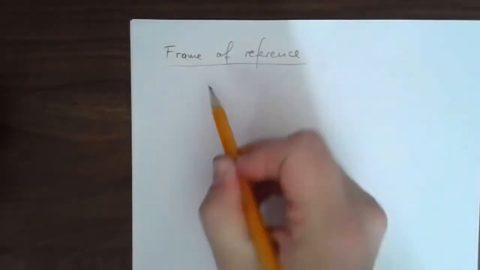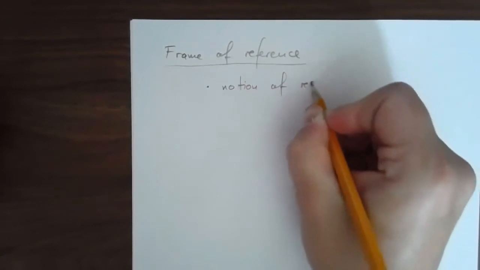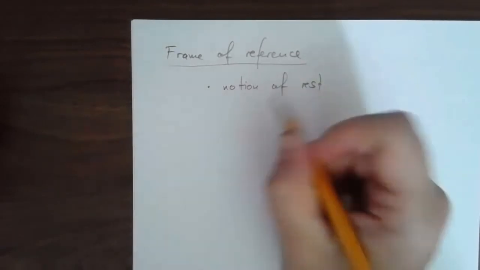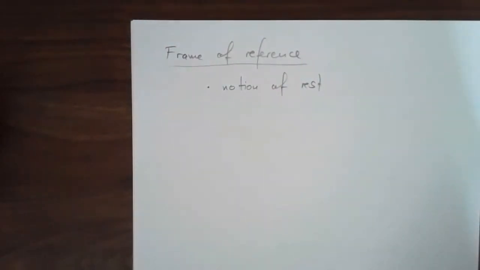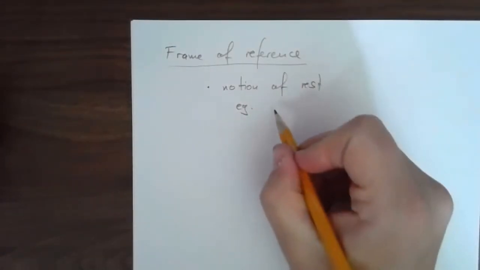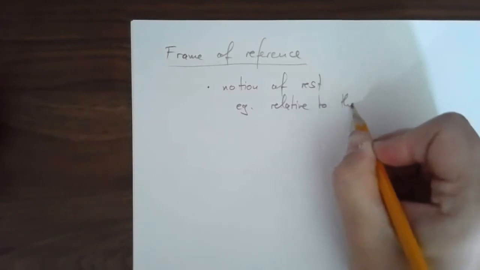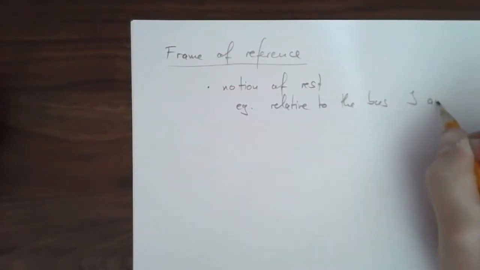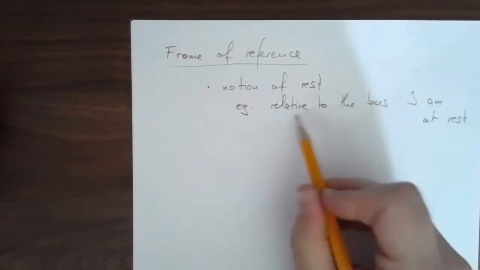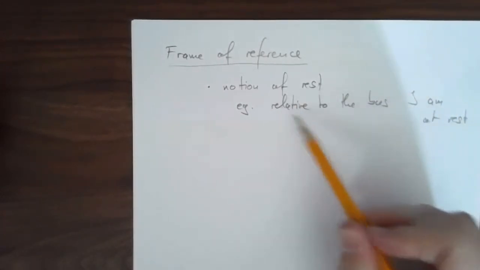First thing we need to define a frame of reference is a notion of rest. It's not motion, but an idea of rest. So I need some kind of reference point that is at rest. So, e.g., relative to the bus, I am at rest. Relative to the bus, this defines my notion of rest, right? The bus is assumed to be at rest. I'm not changing position relative to the bus.